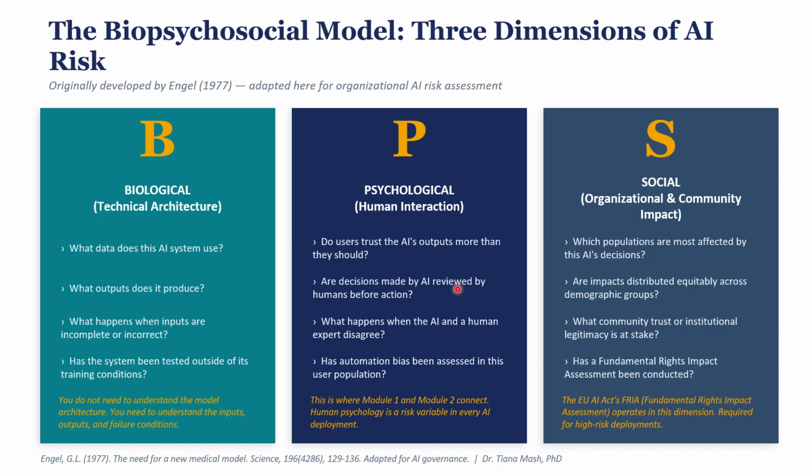It is through this psychological human interaction, because the cognitive biases we discussed in Module 1, automation bias and authority bias, are the exact risk variables you're assessing right now in the P dimension. So if you haven't watched Module 1, I strongly suggest you go and watch it, because things will start to make a bit more sense to you if they don't.